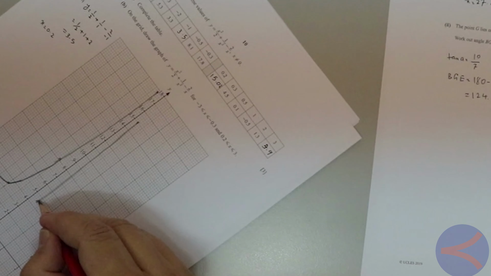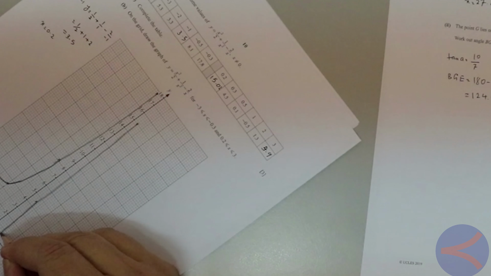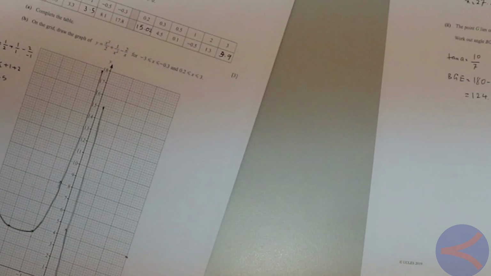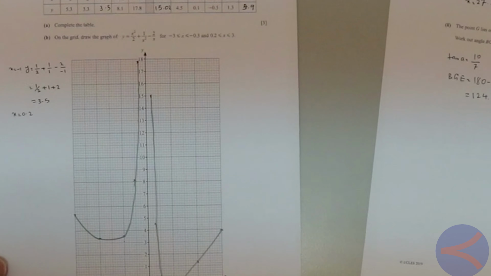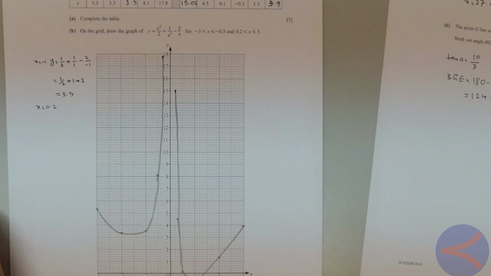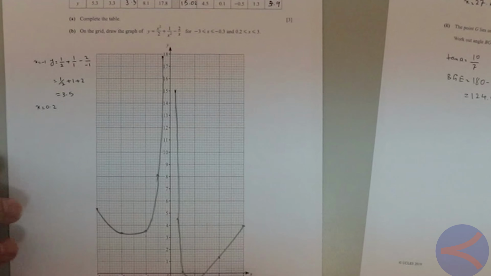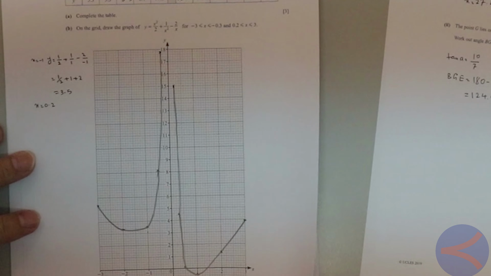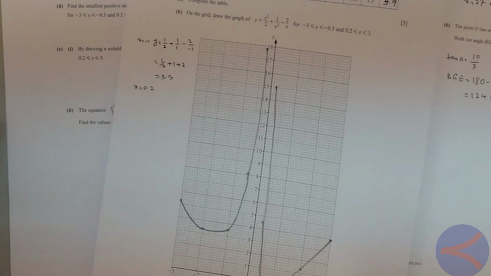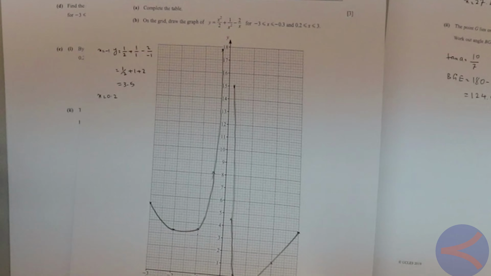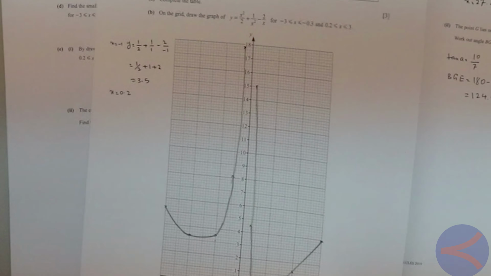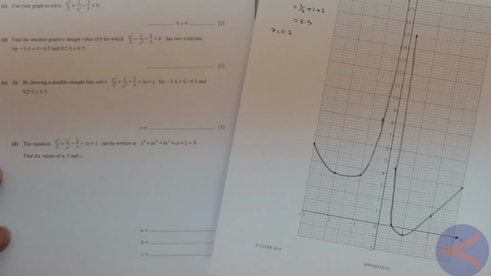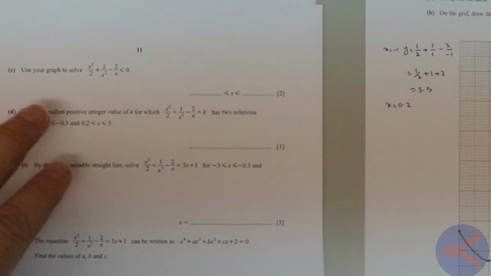This is here, then from here comes here, then goes down here, and then goes up like this. Therefore, this is our graph. Now, we have done this part. Now let us see what it says here.